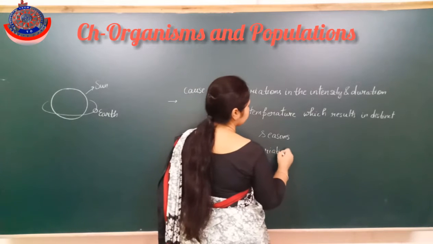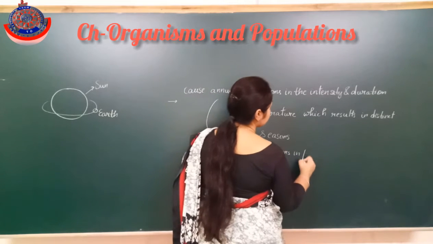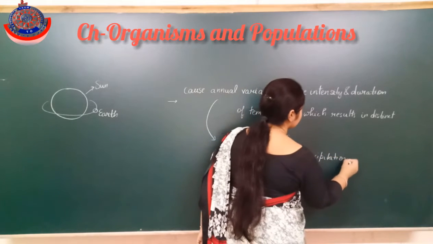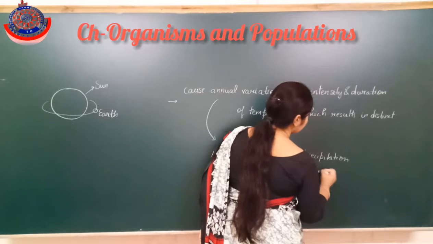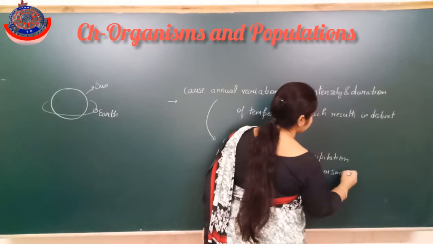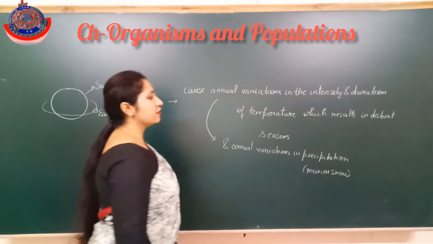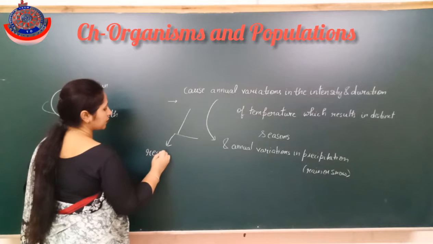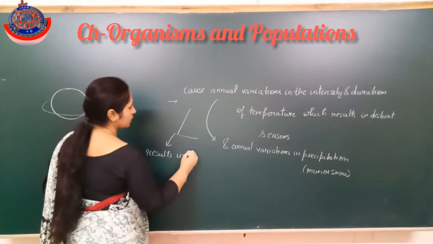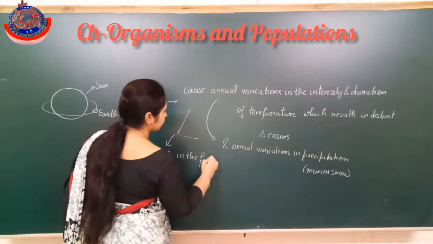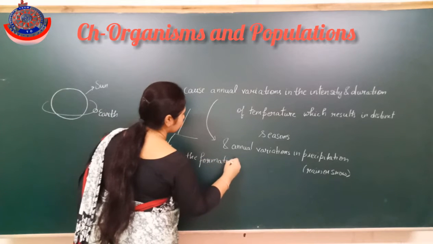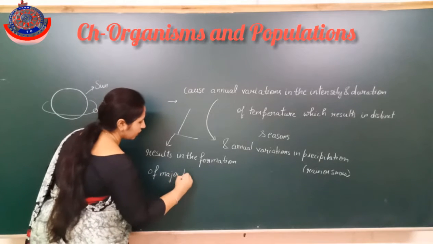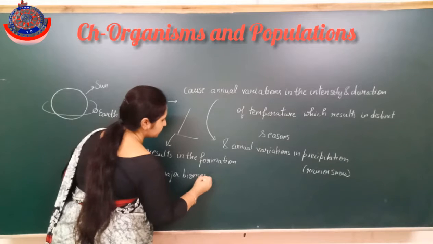There are annual variations in the temperature as well as annual variations in precipitation. Precipitation is related to rain or snow. Together, both of them result in the formation of major biomes.